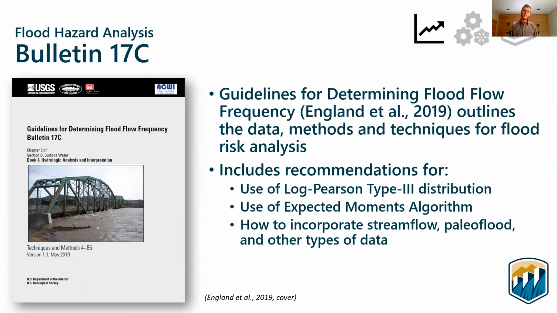So the main guidance for conducting a flood hazard analysis is published in Bulletin 17C. This is a publication developed by multiple federal agencies. It outlines the data, methods, and techniques for flood risk analysis, and it includes recommendations for what distribution to use, how to fit that distribution to your data, how to incorporate all different types of data. And so this is really the standard for how to conduct a flood hazard analysis. We at the Bureau of Reclamation use this as our primary guide, along with some other manuals developed by our agency.